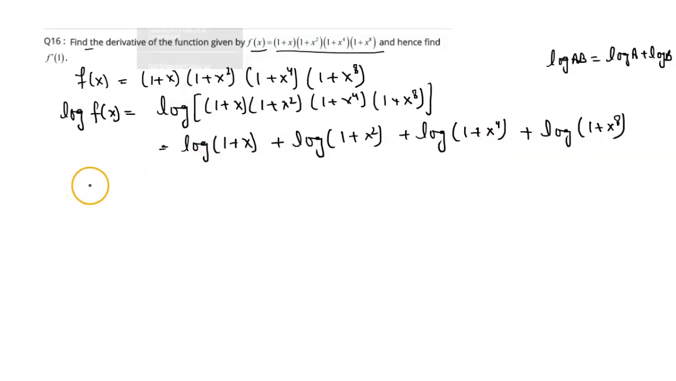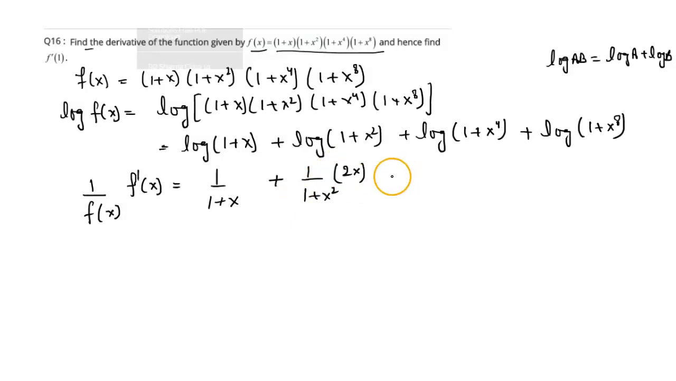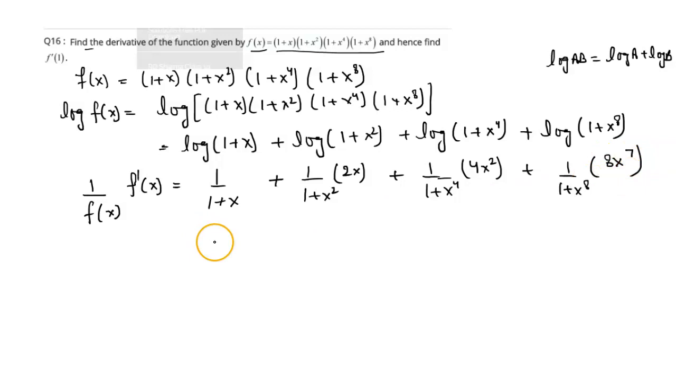Now taking derivative both sides, it will be 1 divided by f of x times f dash x equals the derivative of log (1 plus x), which is 1 divided by (1 plus x), plus 2x divided by (1 plus x square), because the derivative of x square is 2x. Further similarly, plus 4x cube divided by (1 plus x raised to power 4), and plus 8x raised to power 7 divided by (1 plus x raised to power 8).